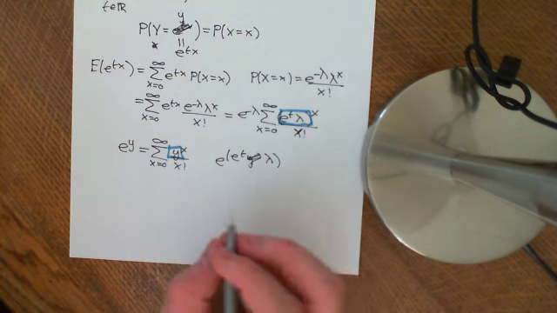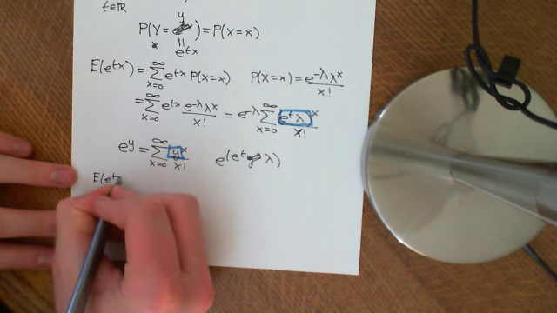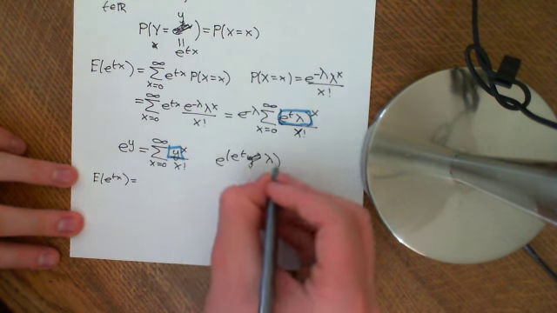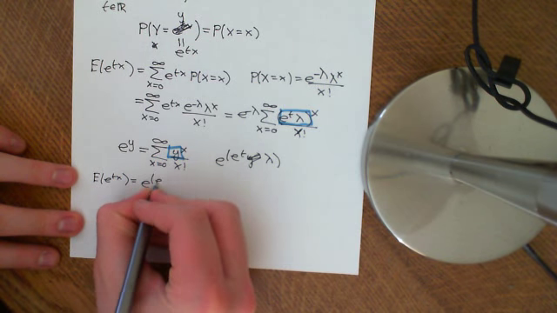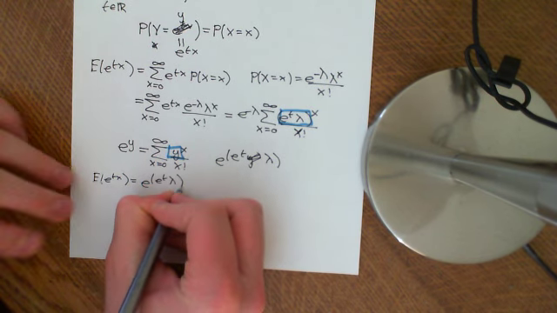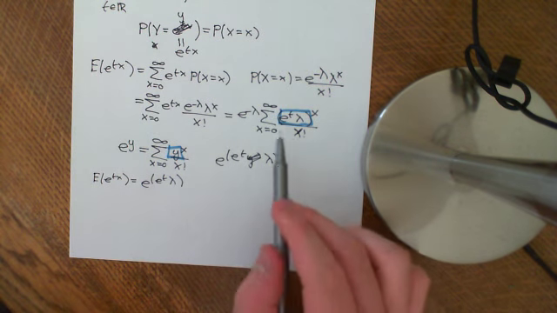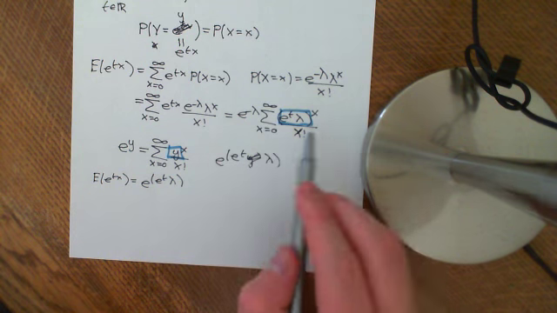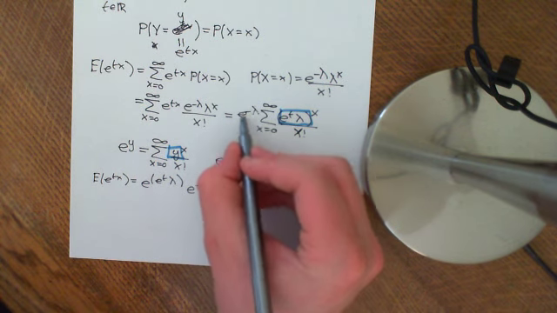Okay, so the expected value of e to the tx, the moment generating function, is this, and therefore it is equal to e to the t times lambda. So there we are. Oh, sorry, I've made one little mistake. That is this bit here, times e to the negative lambda. So we pulled out this e to the negative lambda here.